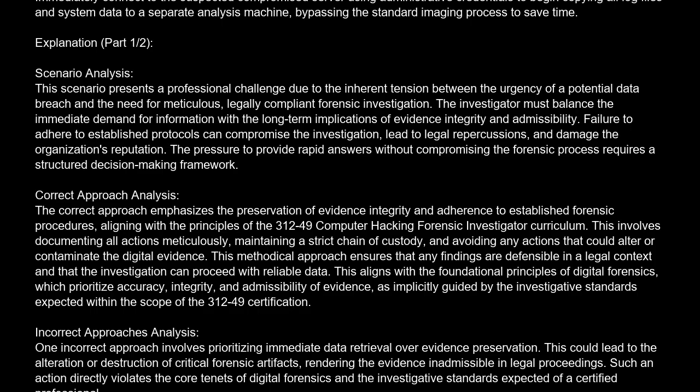This aligns with the foundational principles of digital forensics, which prioritize accuracy, integrity, and admissibility of evidence, as implicitly guided by the investigative standards expected within the scope of the 312-49 certification. Incorrect approach analysis. One incorrect approach involves prioritizing immediate data retrieval over evidence preservation. This could lead to the alteration or destruction of critical forensic artifacts, rendering the evidence inadmissible in legal proceedings. Such an action directly violates the core tenets of digital forensics and the investigative standards expected of a certified professional.